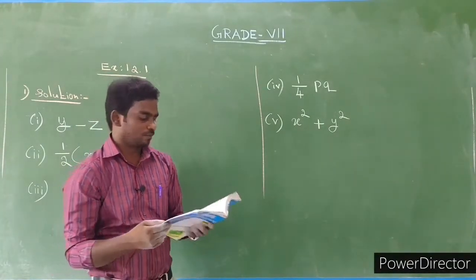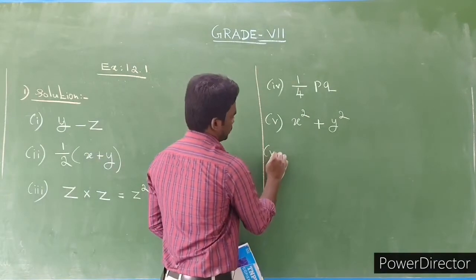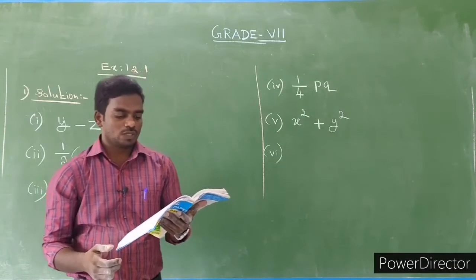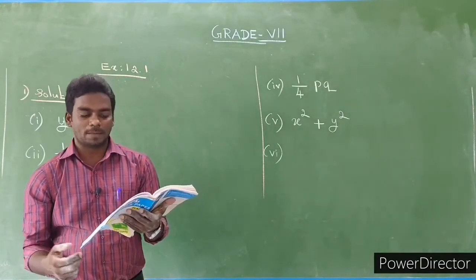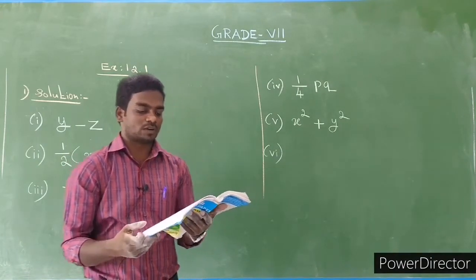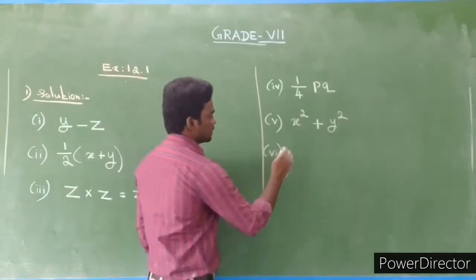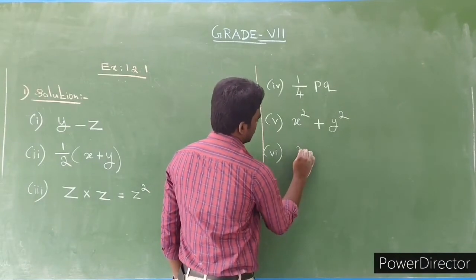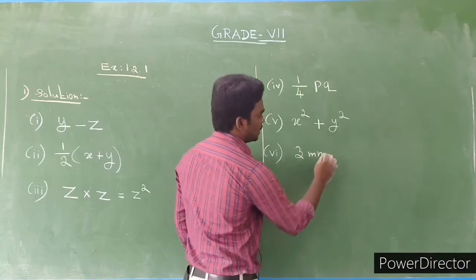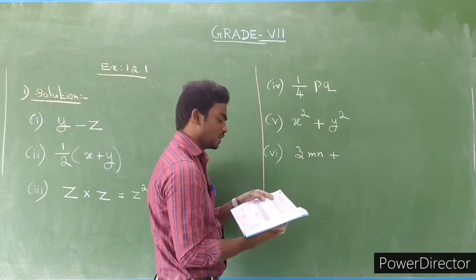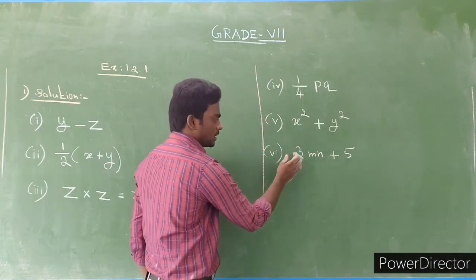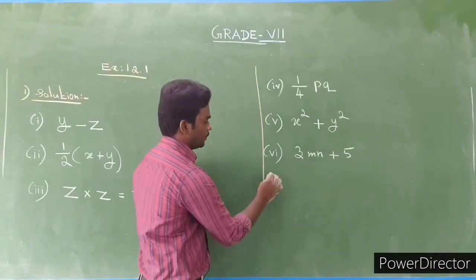Next, what is the sixth one? Our sixth one: the number 5 added to 3 times the product of numbers m and n. 3 times the product of m and n is written as 3mn, plus the number 5. So the number 5 added to 3 times the product of m and n is 3mn plus 5.